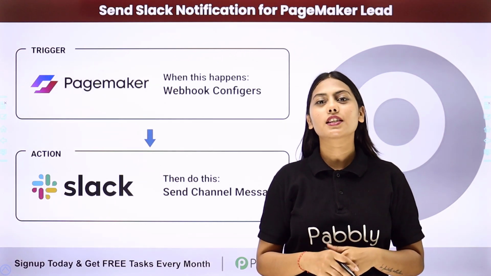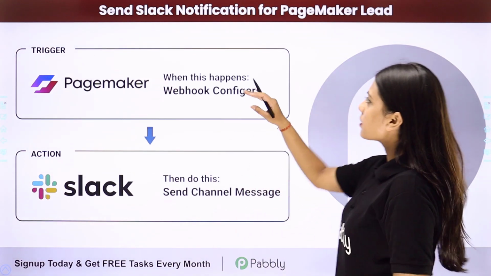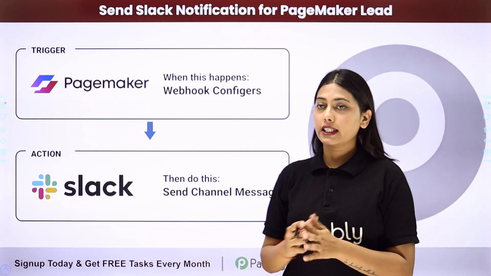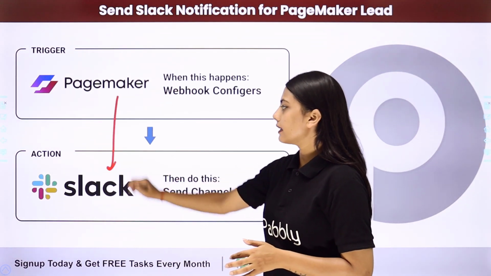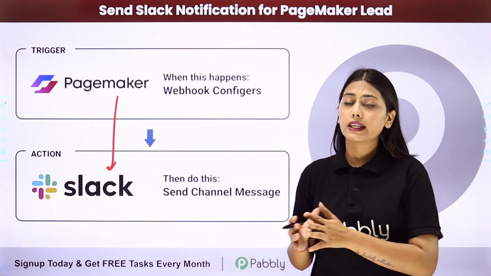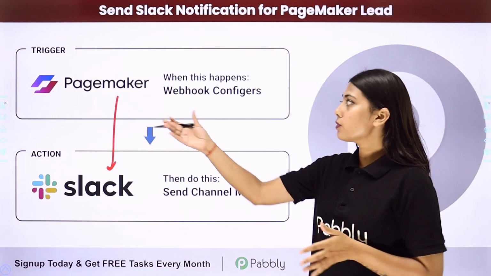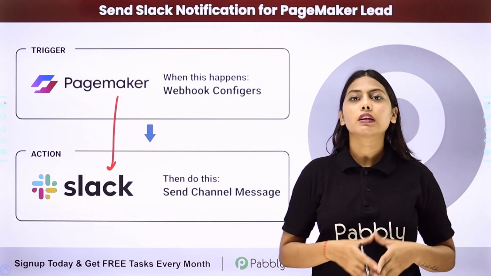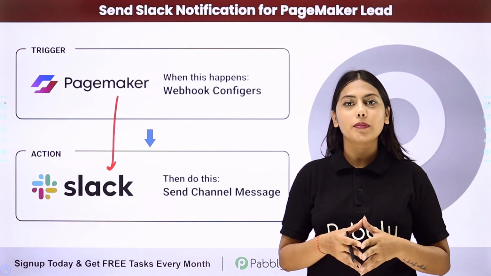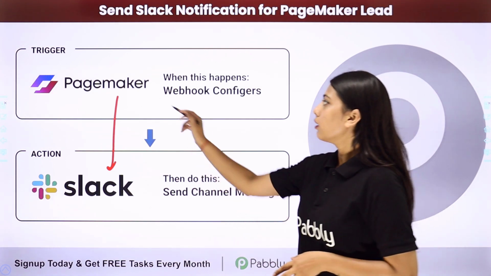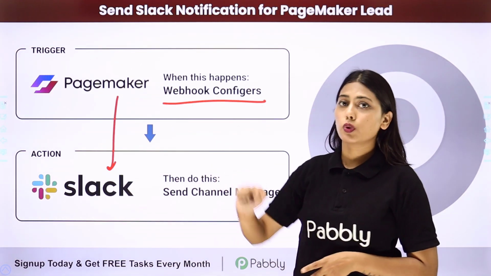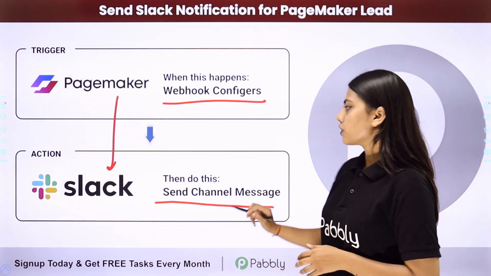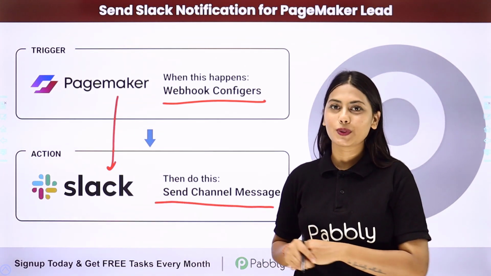Hello everyone, in this video we are going to learn how to send a Slack notification for a Pagemaker lead, which means we will be integrating these two applications, Pagemaker and Slack, in such a way that whenever you get a lead in the form of the Pagemaker page that you have created, you can send a Slack notification. We will be creating this automation with the help of Pabbly Connect, where our trigger will be the webhook configured in Pagemaker, which means it will detect the new lead, and our action will be to send a channel message in Slack. Let us learn how to do that.